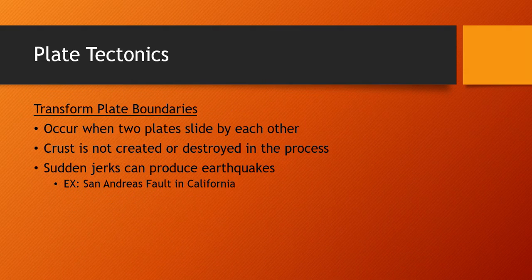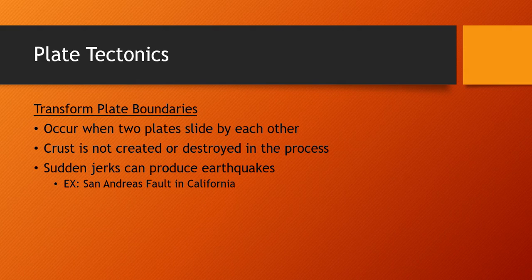So the final type of plate boundary is what's known as a transform plate boundary. And this is what you get when two plates just slide beside one another. So, one's moving north, one's moving south. They're not moving into each other, and they're not moving away from each other. They're just sliding past one another. In this case, you don't have crust that's created or destroyed, and you don't generally form things like volcanoes. But this is where you have things like earthquakes, more common.